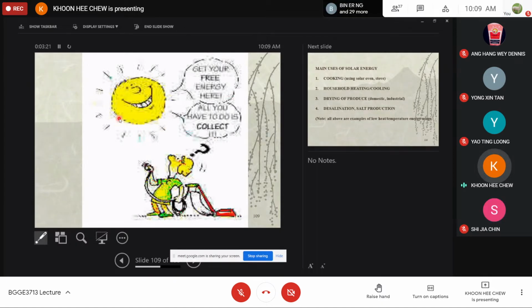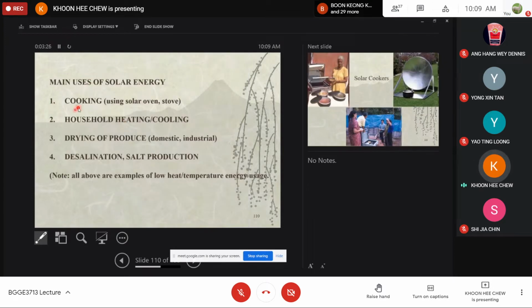Now, what is the main usage of solar energy currently? Currently, solar energy is mainly used for cooking, using a solar oven, stove, and so forth, and for heating up water and drying products. If, let's say, you're manufacturing certain products that you need to dry, you may use sunlight to dry them. And also desalination and salt production, to produce salt. These are only examples of low heat temperature energy usage. All these do not require high energy usage.